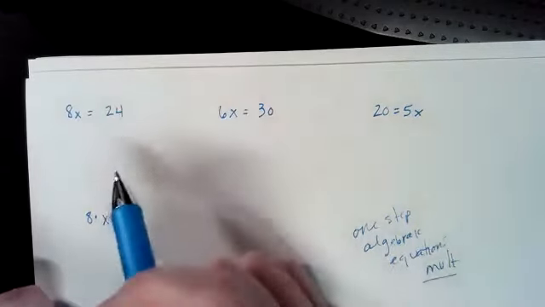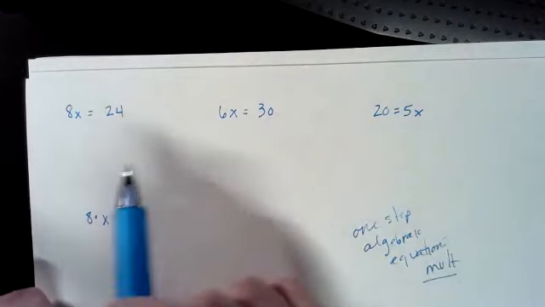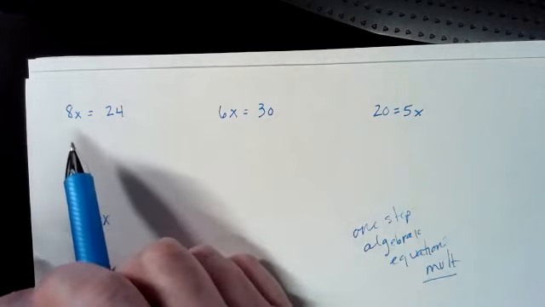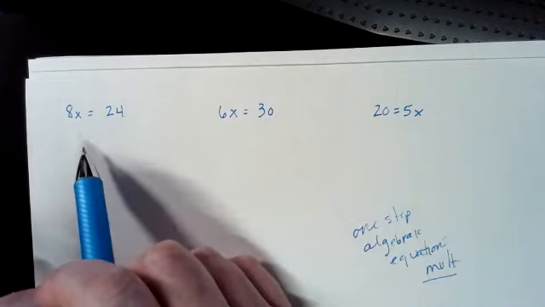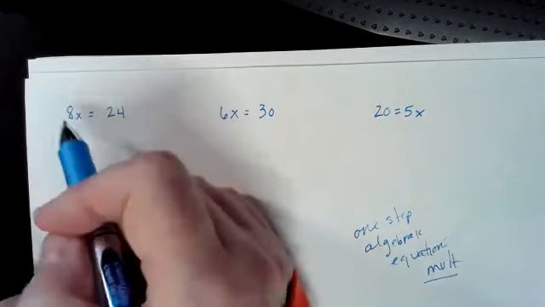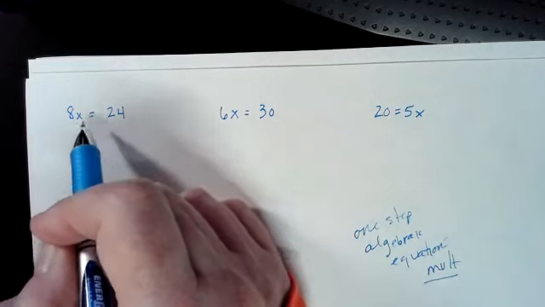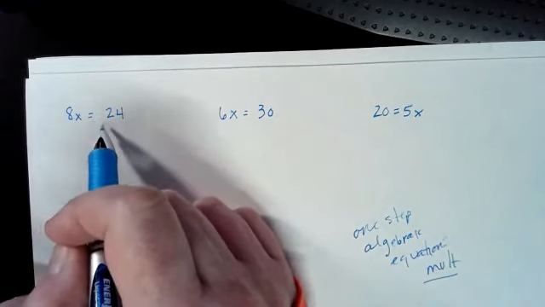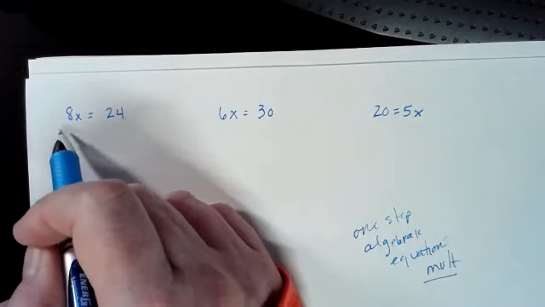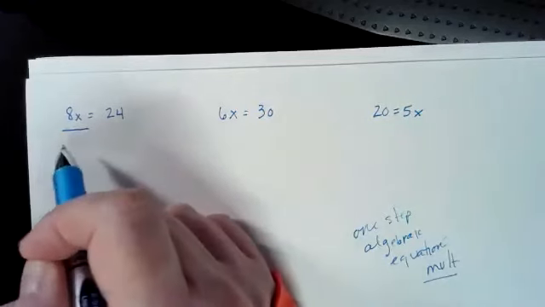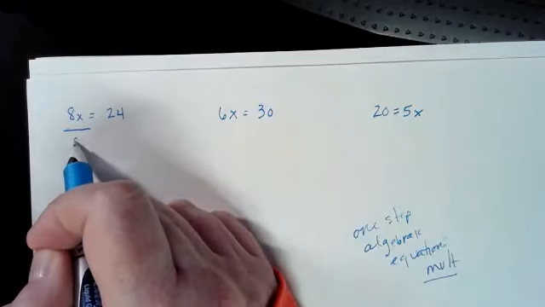All right, let's try these. Now, when you're adding and subtracting, the opposite of adding is subtracting. The opposite of subtracting is adding. Here, we've got a multiplication problem. So what's the opposite of multiplying? It's dividing. We are going to separate the 8 from the x because we want one variable on one side and one number on the other. And so we need to separate these two, and we're going to do that by dividing. We're going to divide out the 8.